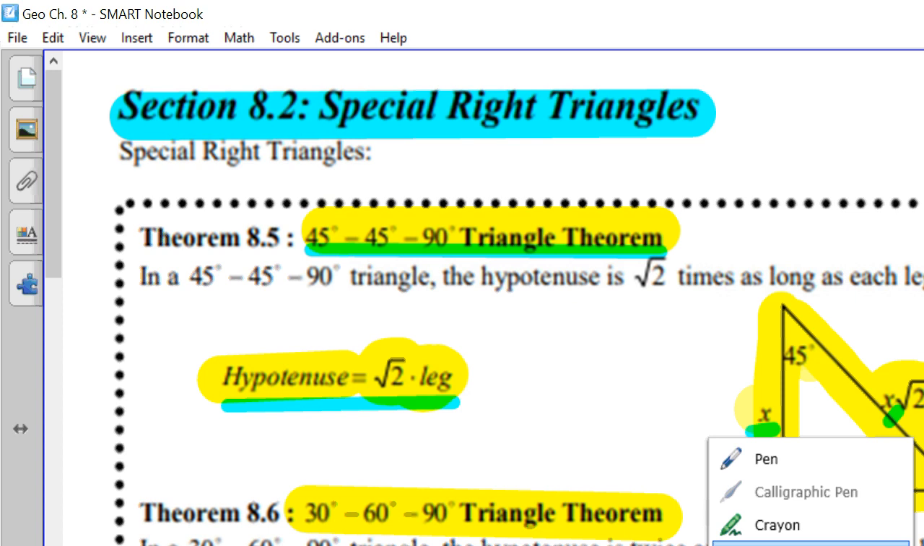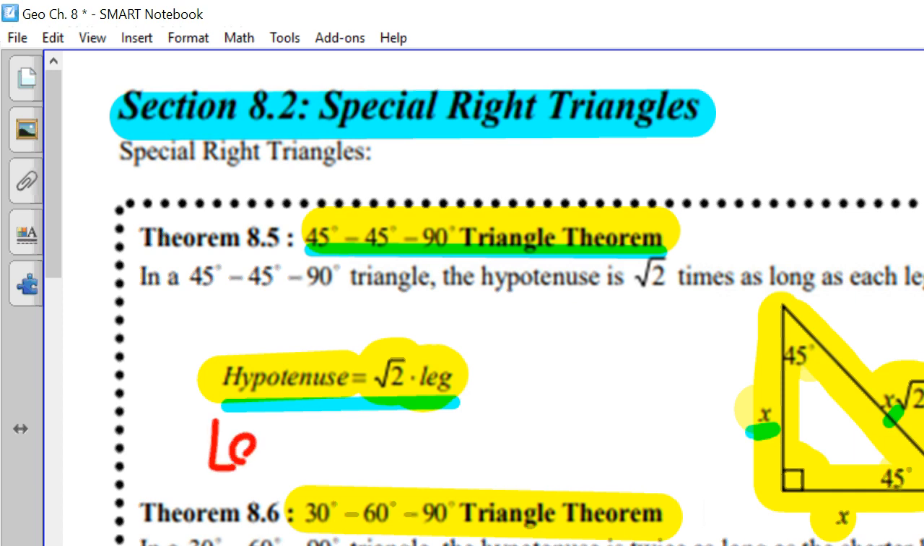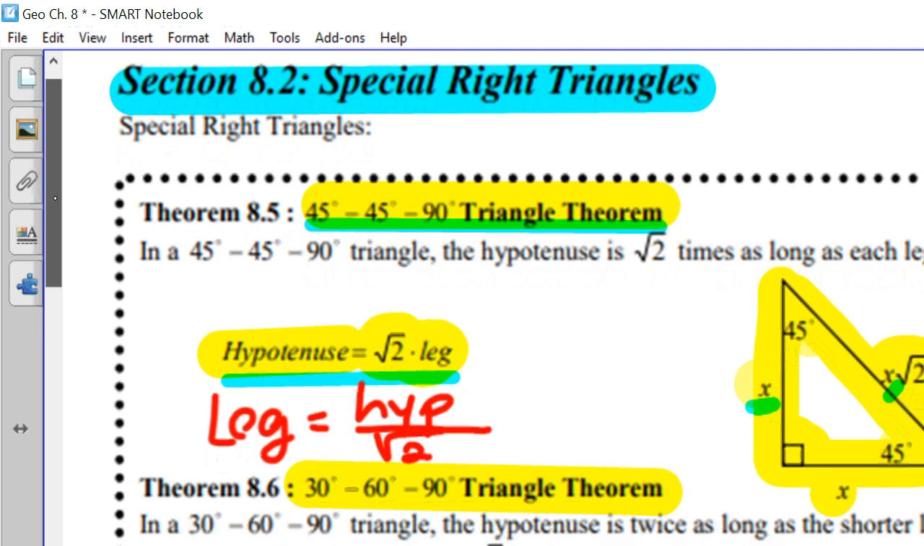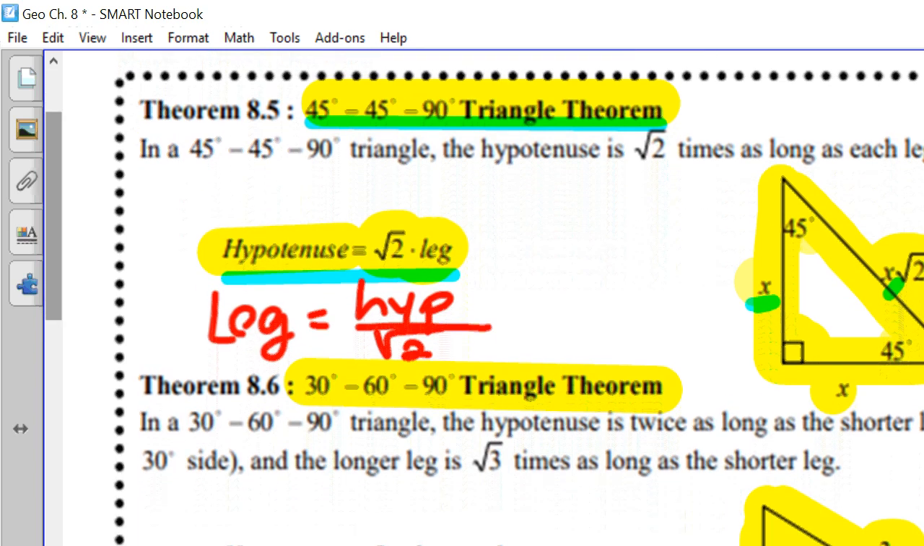And we can even write another equation. If you can just fill out this equation, you guys are good enough at algebra, you can solve for the leg, but let's put it down just while I have you here. So if you have the hypotenuse and you want the leg, you take the hypotenuse and divide by √2. That's a bonus. That's not on there. I'm giving you guys some gold magic there.